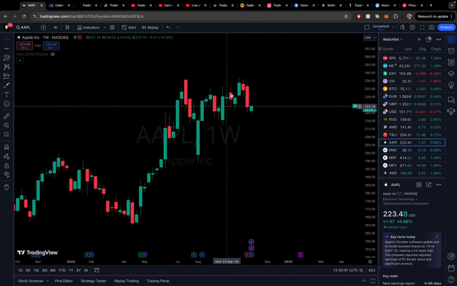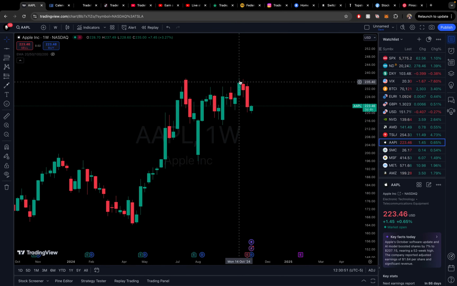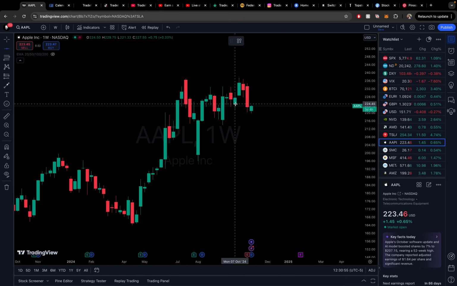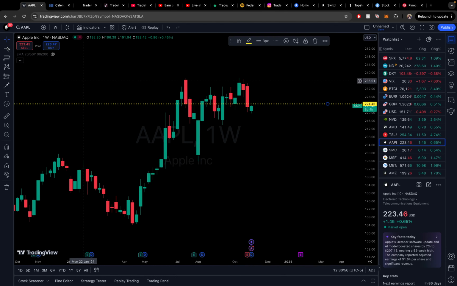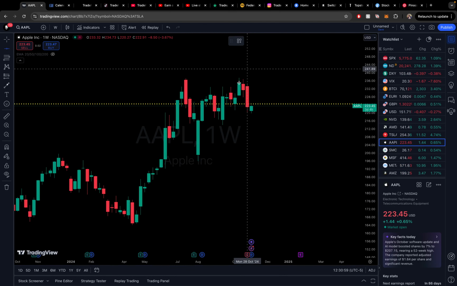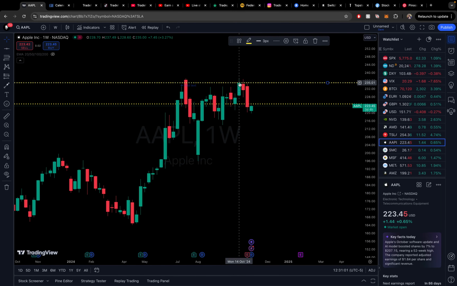Then I have a higher high. Then I have a higher low. Then I have a higher high. Up until that point, it wasn't an uptrend. This was my controlling higher low. And this was my controlling higher high. So far, so good.